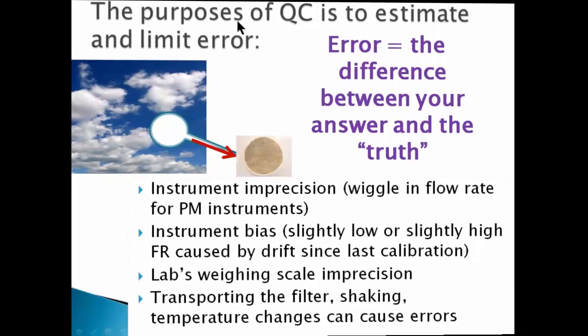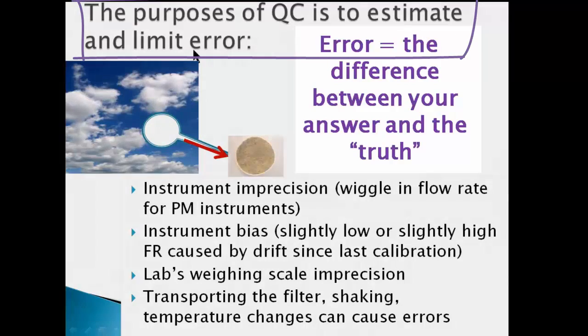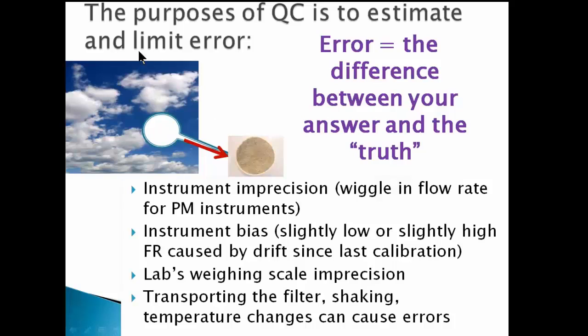Going back to quality control. So quality control, the purpose of it is to estimate and limit your error. And remember, the error is the difference between your answer and the truth. And the truth being the true concentration of particulate matter in the whole air over your land.